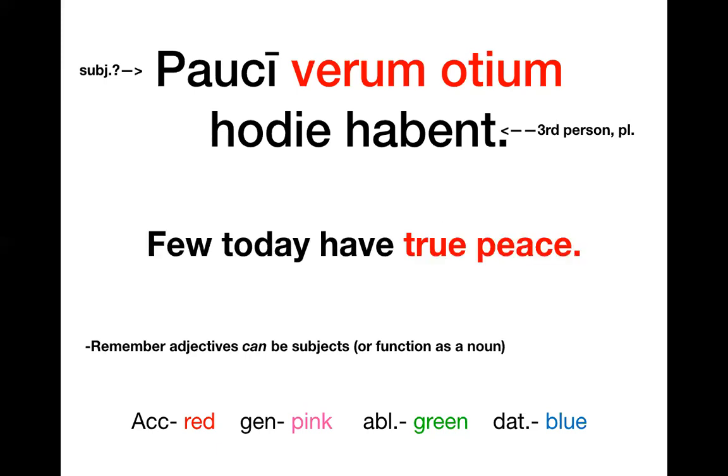Let me actually put up the whole thing. Few today have true peace. Just like last time, our adverb can kind of go anywhere. I'm saying few today have true peace, which you could say few have true peace today. Few have today true peace. No, just kidding. You couldn't say that one. But yeah, there's a couple options for where you put today, and then the rest of it is pretty clear cut. Any questions? Yep.